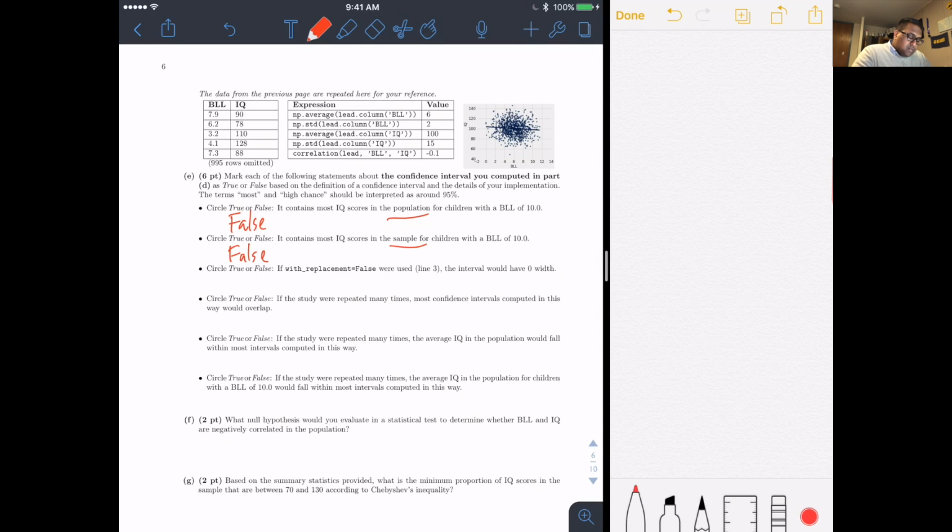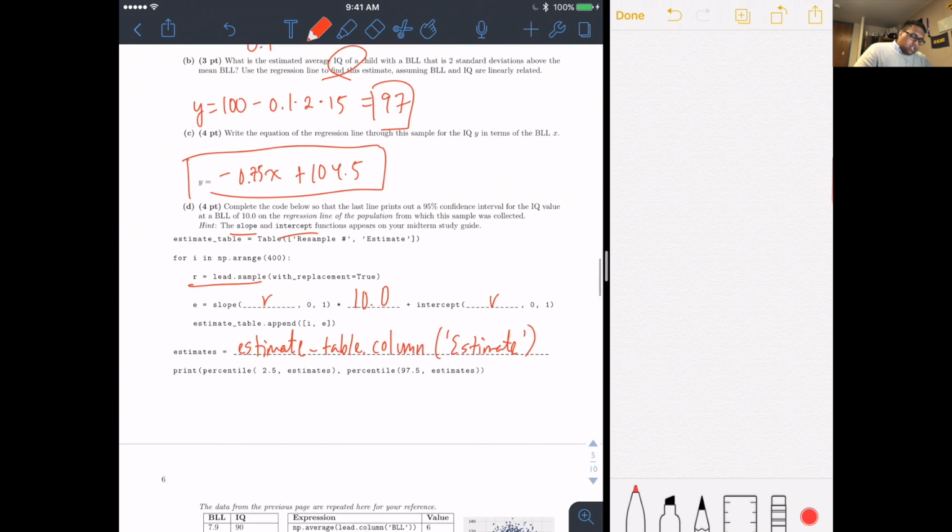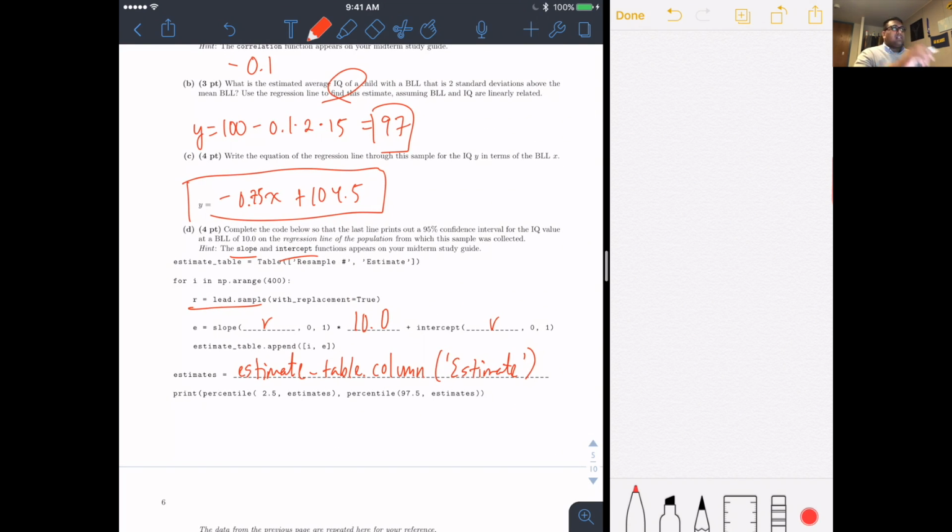Now here's an interesting question. If with replacement equals false were used in line 3, the interval would have 0 width. And that one is going to be true. And to kind of see that, we can talk about the example of sampling from a deck of 52 cards. If we were to sample from a deck of 52 cards without replacement, we draw a card, write down what the card was, and then not put it back in the deck, then by the 52nd sample, we will have sampled the entire deck, right?